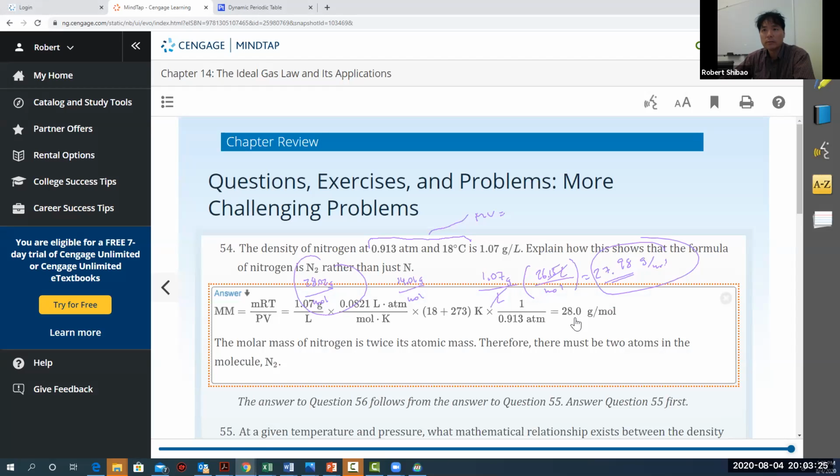So they calculated the molar mass. They rounded it to 3 sig figs, 28. We'd have to do the same. We're only allowed 3 sig figs here. Okay.